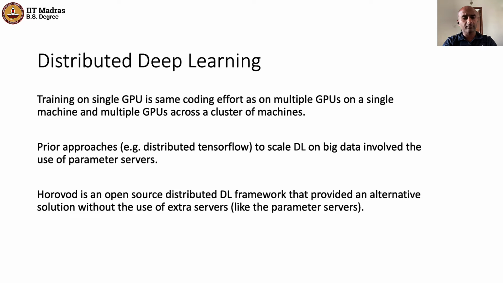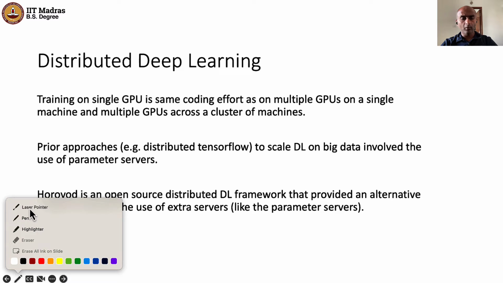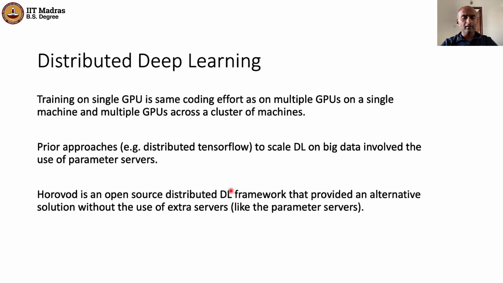This alternative approach was first designed by Uber and then later made open source. It is called Horovod. What Horovod did was to make a distributed deep learning framework generalizable, so that it can apply to multiple different deep learning frameworks or libraries behind the scenes. And most importantly, it was designed in such a way that it didn't use any external or extra servers like the parameter servers, and this removed one of the significant sources of bottleneck that was there in the prior approaches.